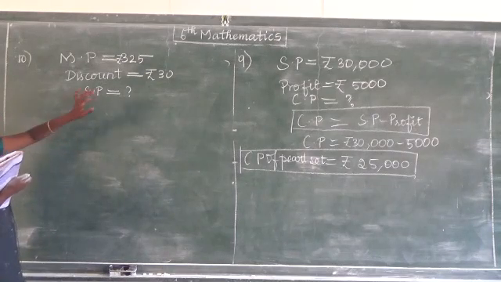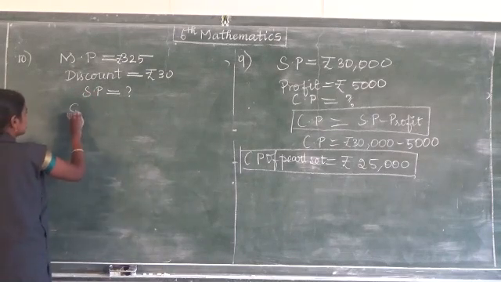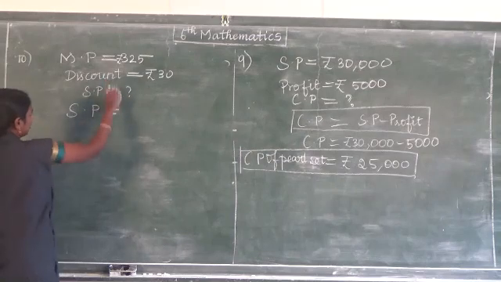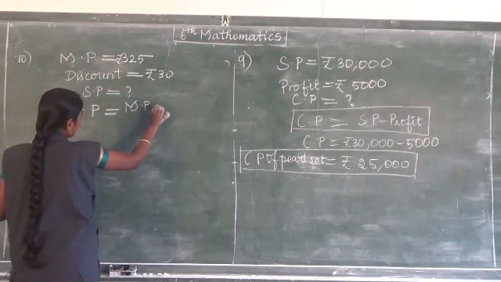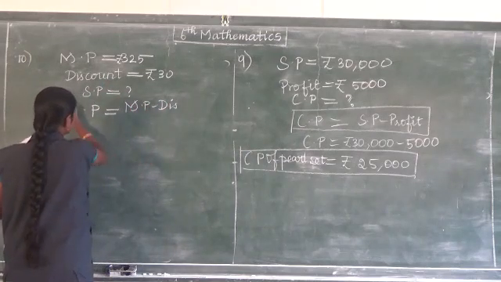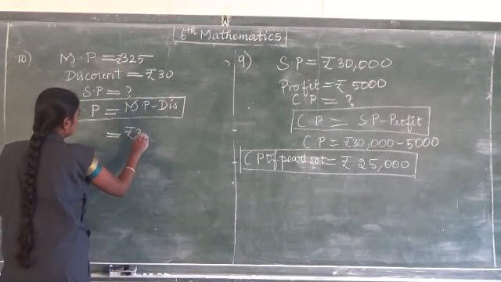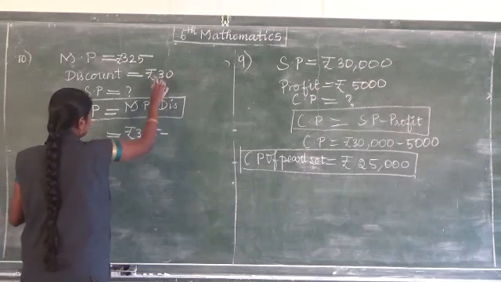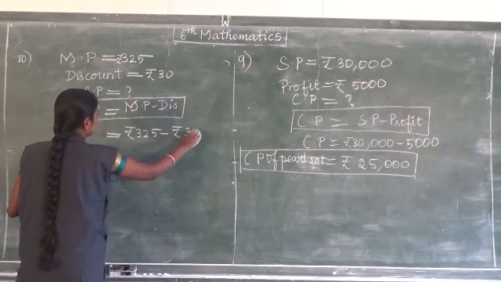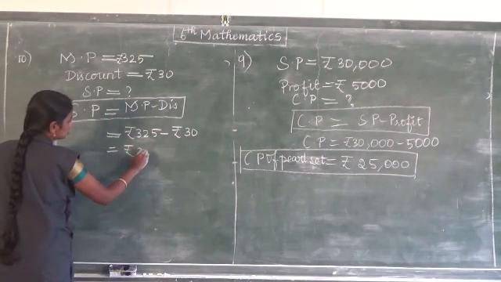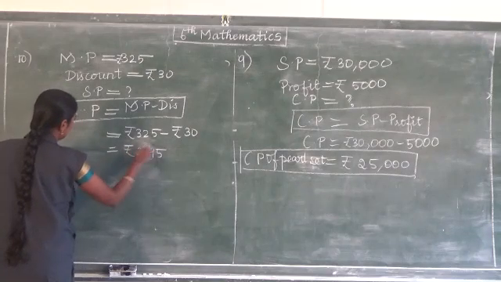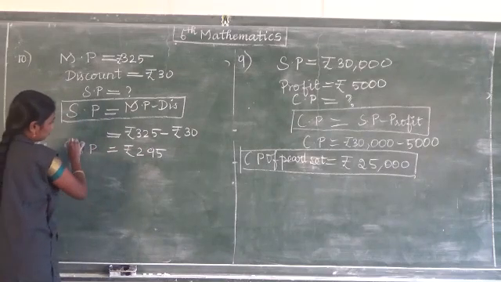The discount is 30 rupees. What could be the selling price? The formula is selling price equals marked price minus discount. The marked price is 325 minus discount rupees 30. We subtract, rupees 295 will be the selling price.